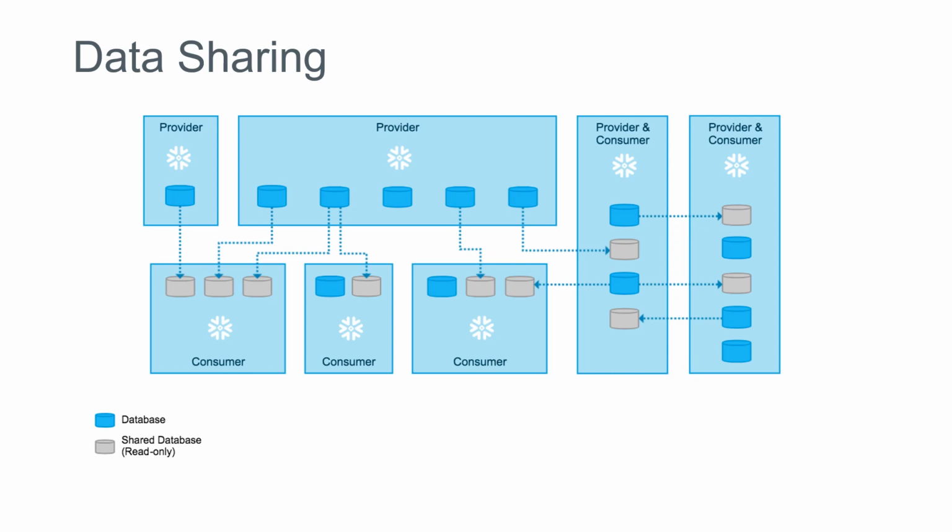Here also you can see this account is acting as both a provider and a consumer. That means he is consuming the data from this provider. If you see this pink box, this data is coming from this provider, so he is a consumer here. At the same time, he is sharing the data with another consumer. In that case, he is a provider. So this is also possible. A Snowflake user can act as both a provider and a consumer. Okay, I hope this is clear.